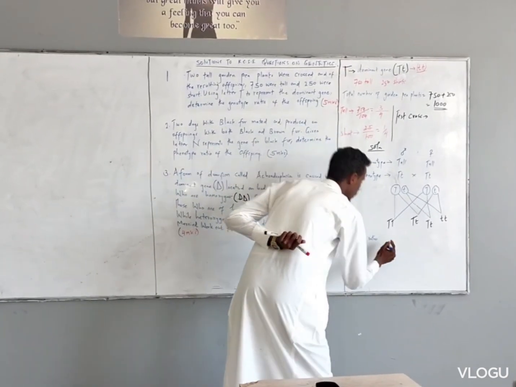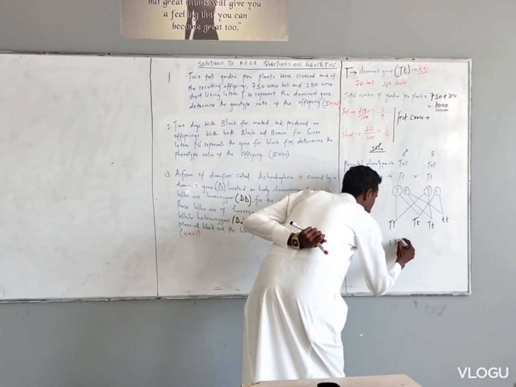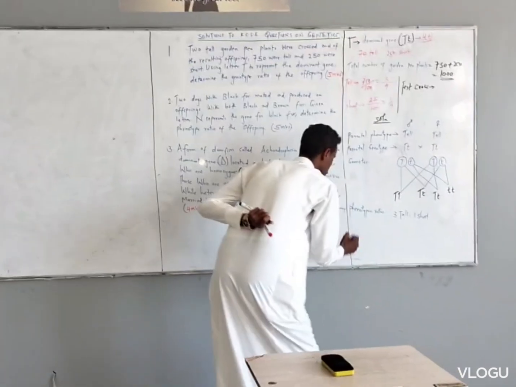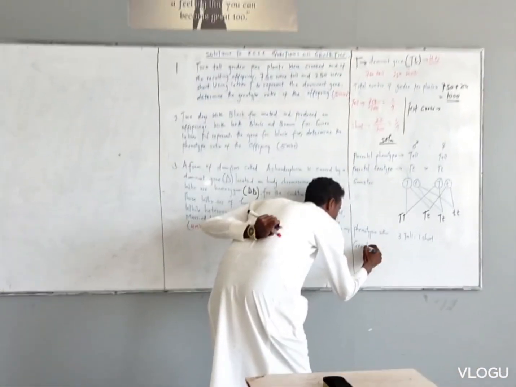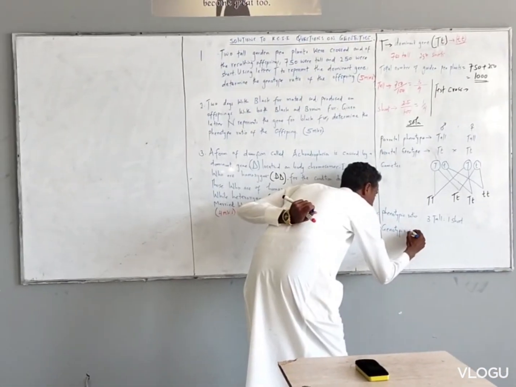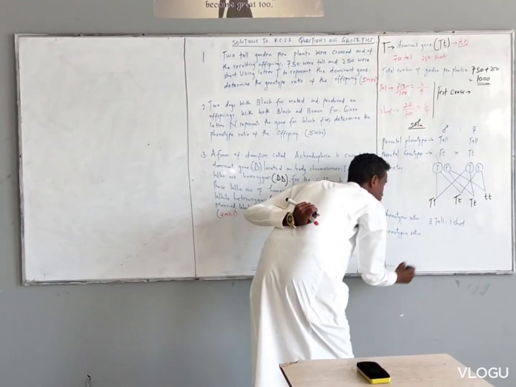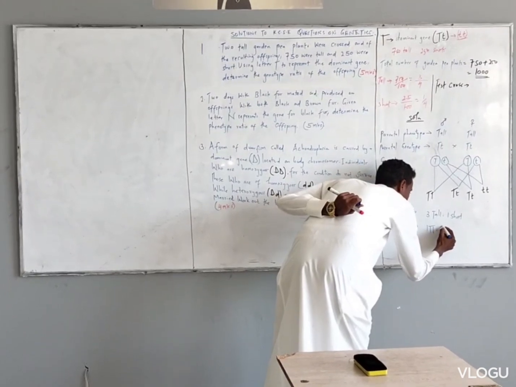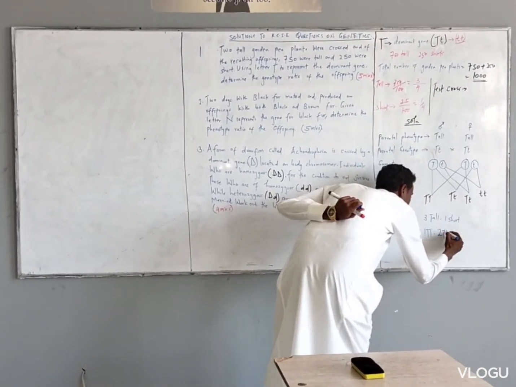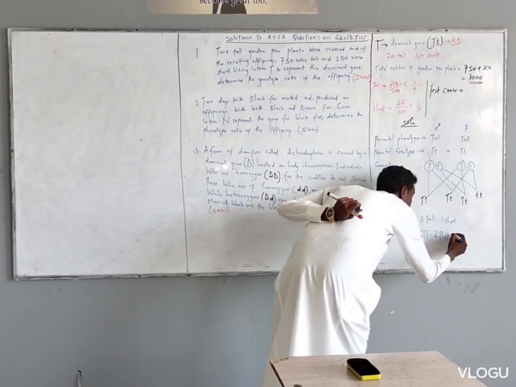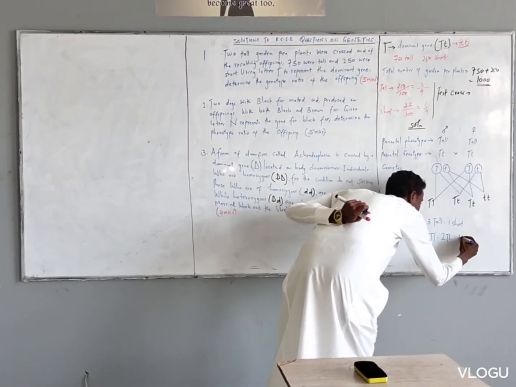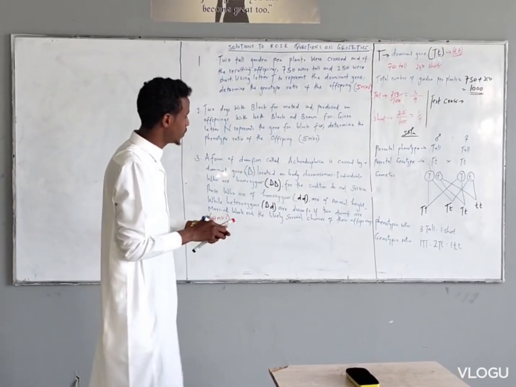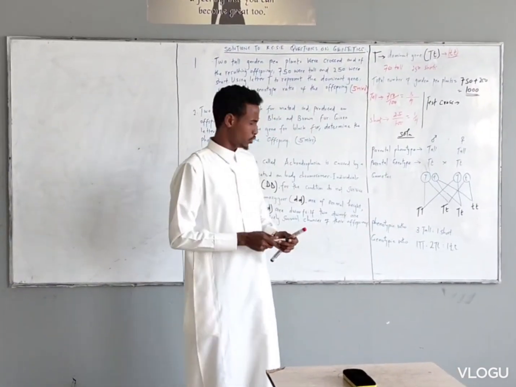Phenotypic ratio, we have three tall, one short. Genotypic ratio: you have one TT, colon, two Tt, then one tt. This is now our genotypic ratio, and this is now our phenotypic ratio.